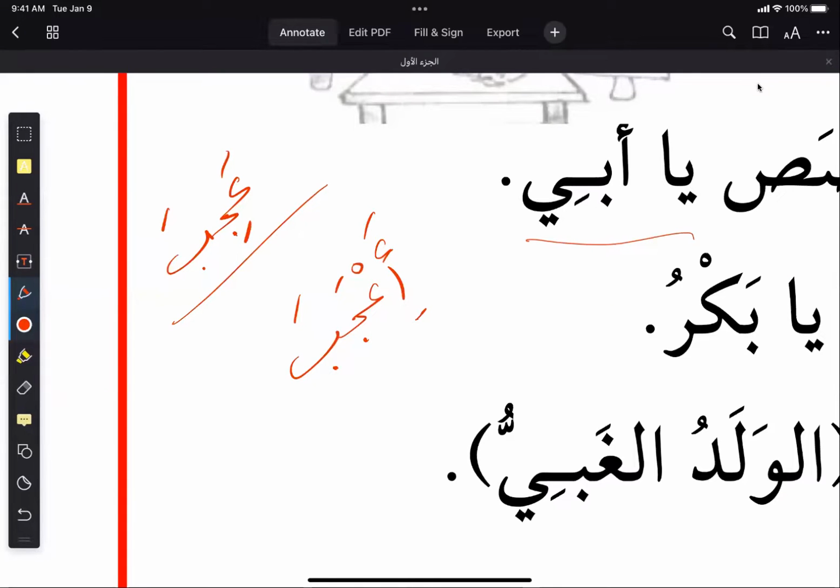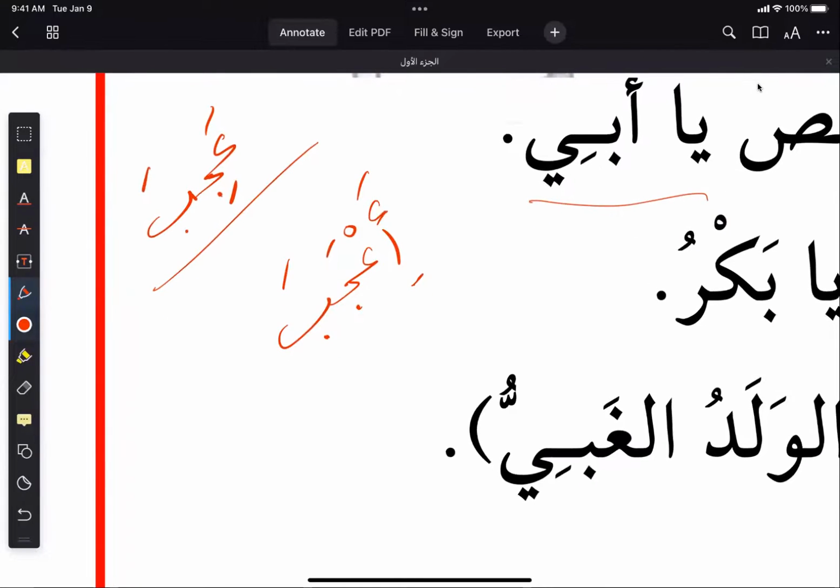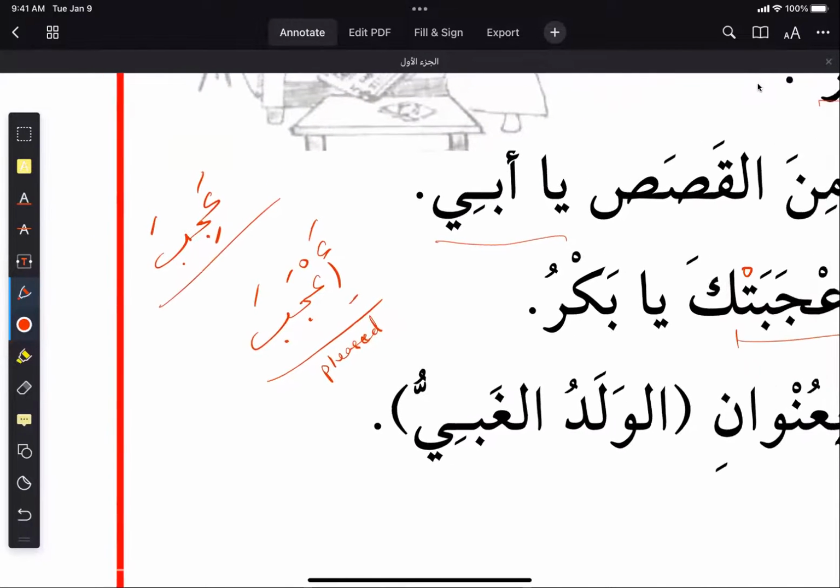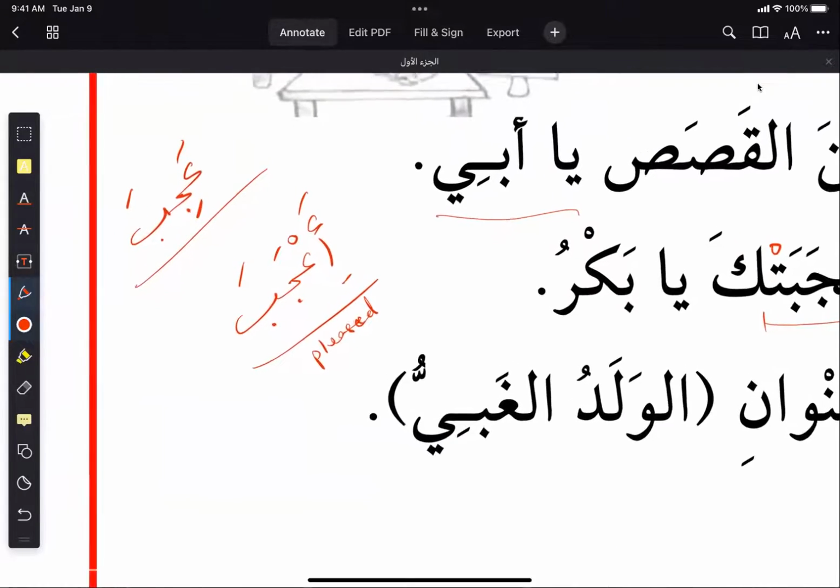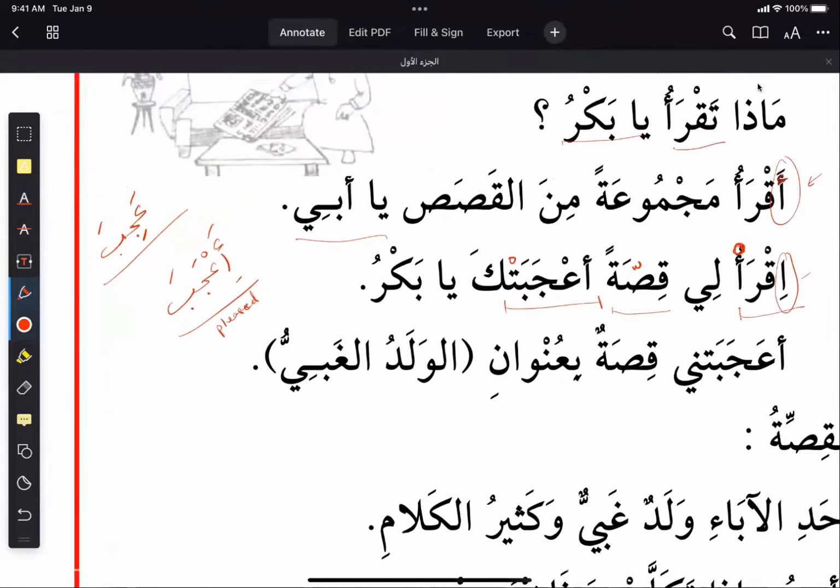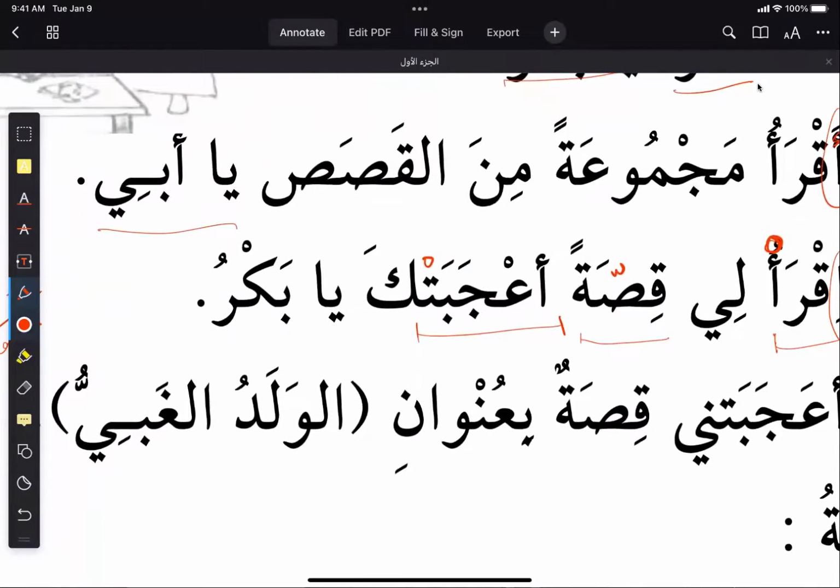I don't know if you understand this concept here. It's a little bit advanced, but basically something that makes you amazed. So bottom line is, when you say ajaba, it means to be pleased. Pleased. Okay, meaning something pleased you, and that's why you have, see what's happening.